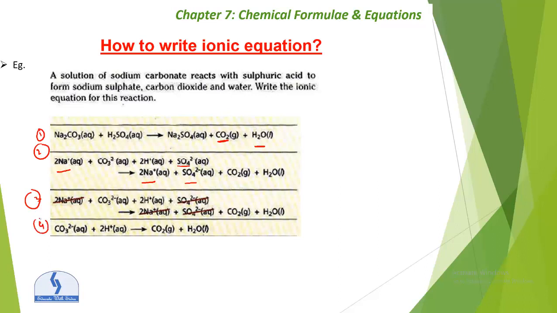What is left in the final step? Carbonate, that is CO3 2 minus, and H plus. It will give you carbon dioxide and water. You know that this is carbonic acid, H2CO3, that is H plus and CO3, which turns into carbon dioxide and water. So it means that hydrogen and carbonate are reacting on the left hand side and give the products carbon dioxide and water. The rest are the spectator ions that do not take part in the reaction, which in this example are sodium and sulfate. So this is all about the ionic equation.